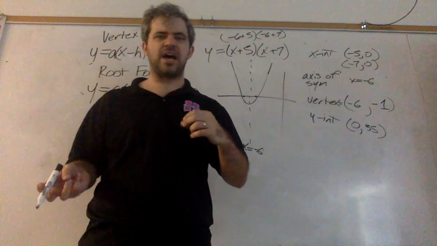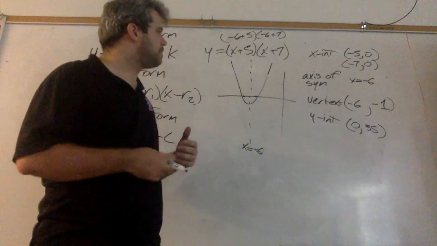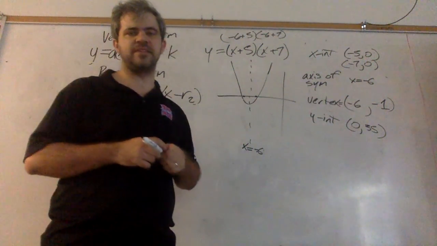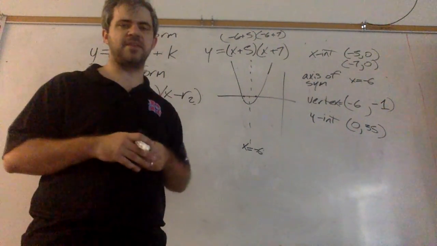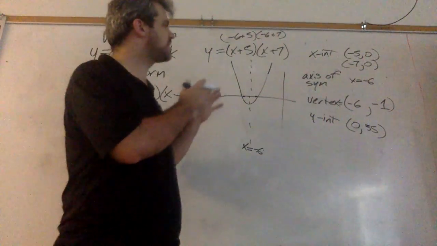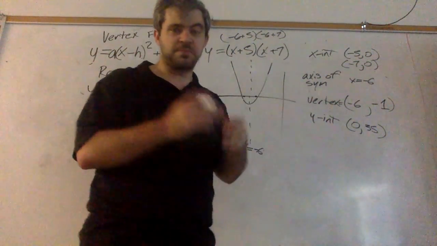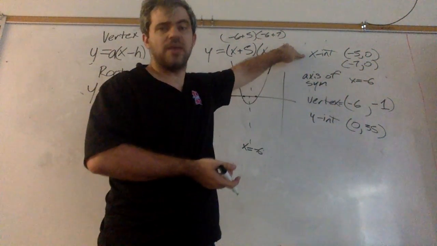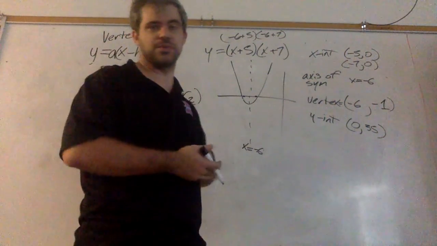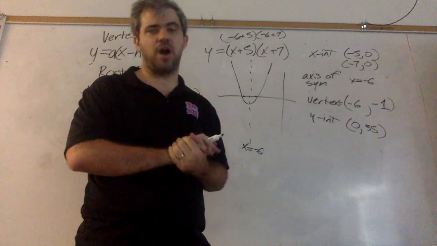So each one of these, we're going to find stuff in a different way, but that's how we're finding these, through these different methods for finding vertex, axis of symmetry. Again, y-intercept, x-intercept is basically the same every time. X-intercept, we're setting y equal to 0. Y-intercept, we're setting x equal to 0. But now we know how to graph all three forms.